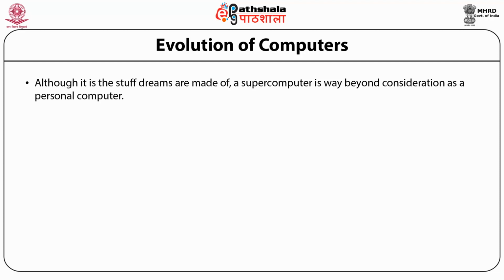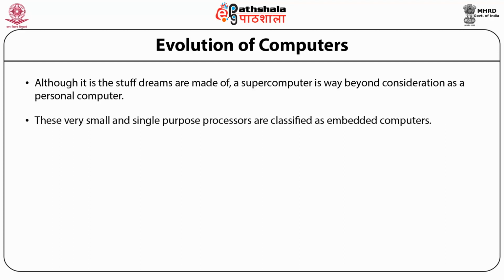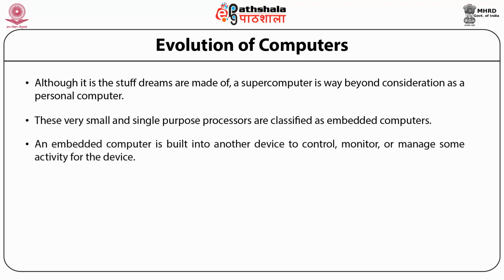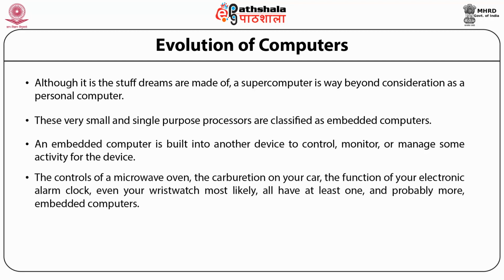It seems as if virtually all electronic devices have a computer built into them in some way. These small, single-purpose processors are classified as embedded computers. An embedded computer is built into another device to control, monitor, or manage some activities for the device. Examples are the controls of a microwave oven, the carburetor on your car, and the functions of your electronic alarm clock. Even your wristwatch most likely has at least one, probably more, embedded computers.